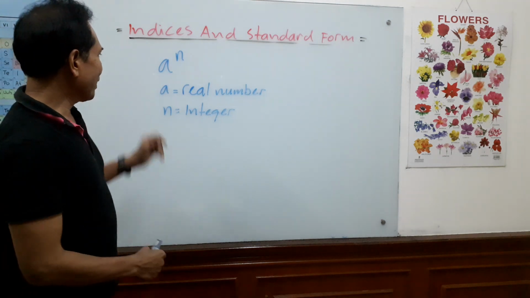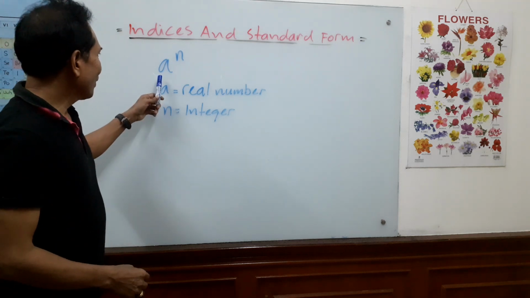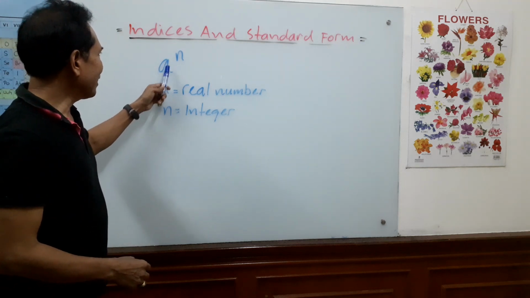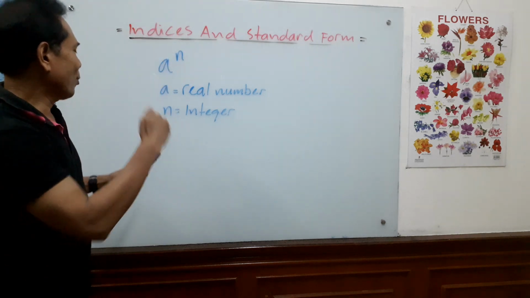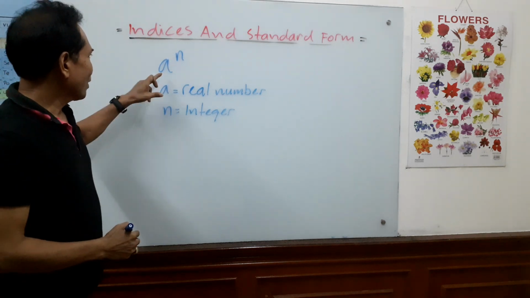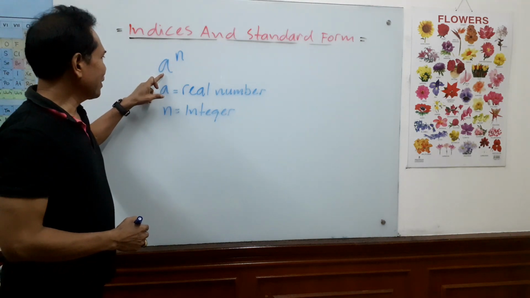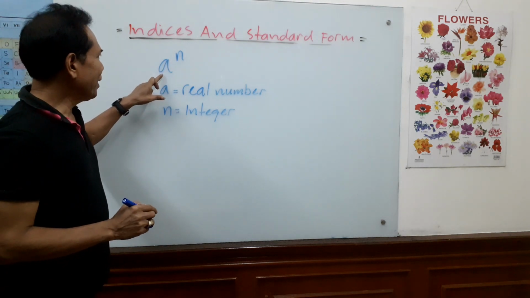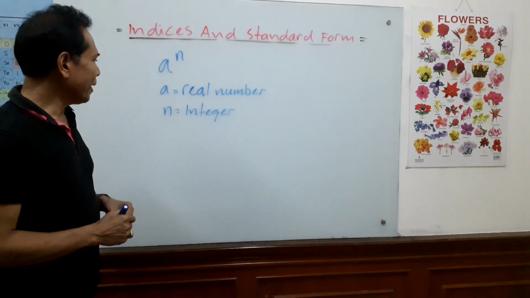Now, I put something here on the board. We discuss this together, okay? You look here, we have A here, and then we have N on top of it, on the top right of it. Now, how to read this? This is the way you read it: A power N, okay? A power N.